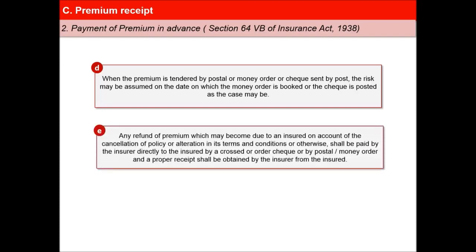Any refund of premium, which may become due to an insured on account of the cancellation of policy or alteration in its terms and conditions or otherwise, shall be paid by the insurer directly to the insured by a crossed or order check or by postal or money order, and a proper receipt shall be obtained by the insurer from the insured.